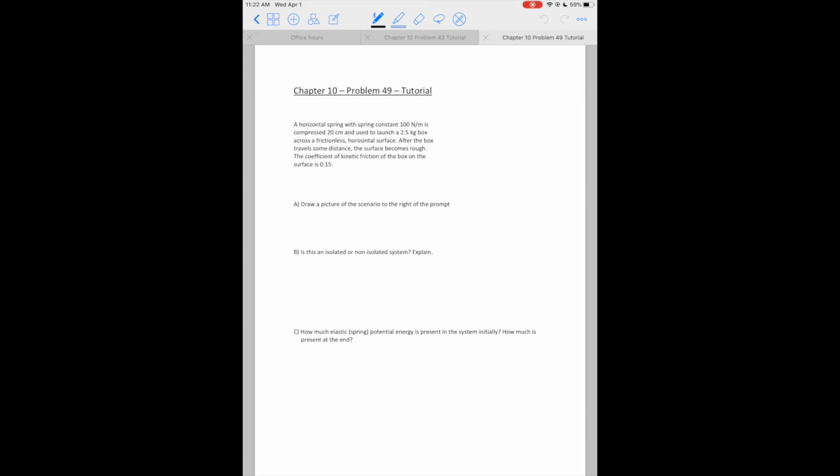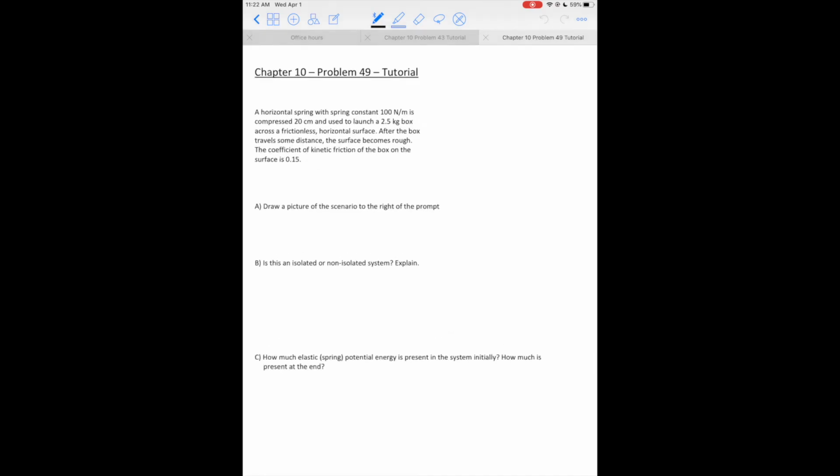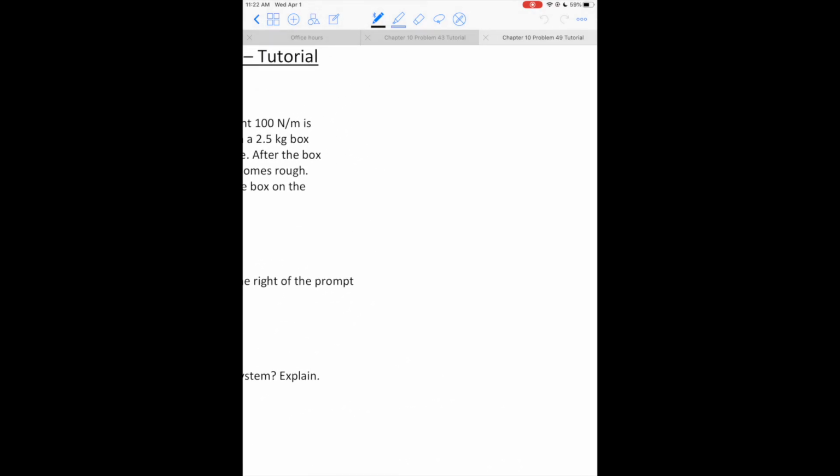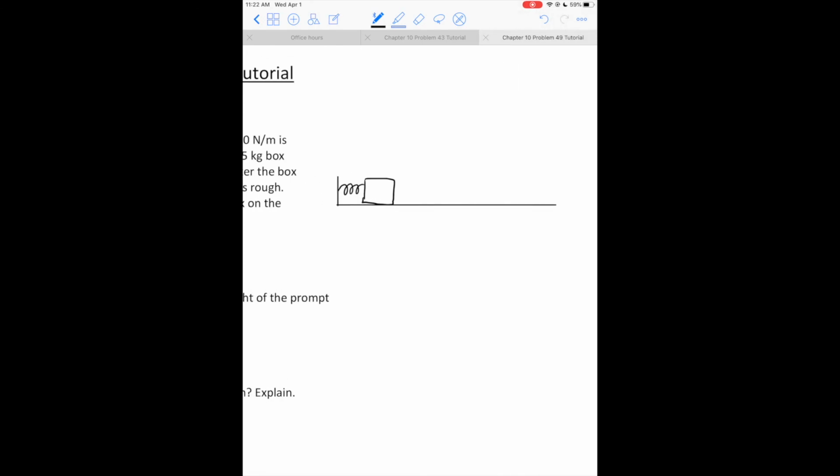So our first task is to draw a picture of the scenario to the right of the prompt, just like in the last instructional problem. It doesn't need to be anything fancy, but this is all a horizontal surface here, so it's nice and easy. We can draw just a spring and a box. Let's make a slightly nicer box there. There we go. And then we know that we've displaced this some amount.